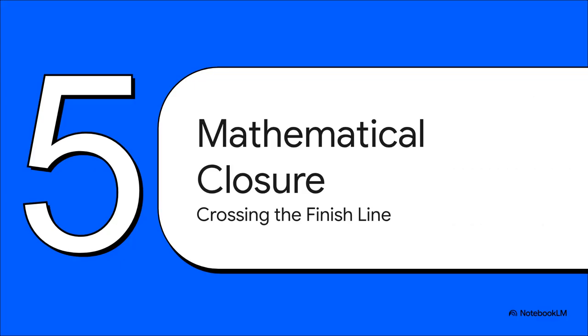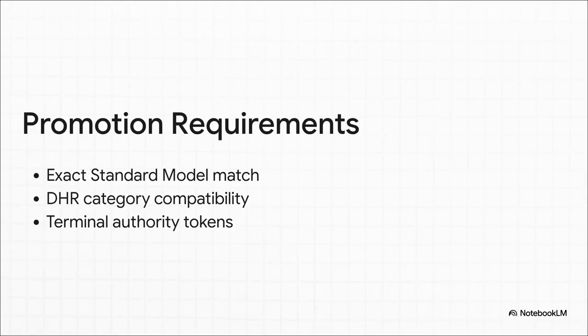Finally, let's wrap up with Section 5, Achieving Mathematical Closure. A physical theory isn't considered true until it secures explicit authority tokens. You can think of these as unbreakable digital signatures of mathematical truth. The math requires an exact match to the standard model of physics and total compatibility with deep algebraic frameworks, like the DHR category, which essentially dictates how quantum charges behave and interact. Without a single missing witness, these requirements create an absolute lock and key system for the laws of nature. If the key doesn't fit the lock perfectly, the theory simply is not promoted.